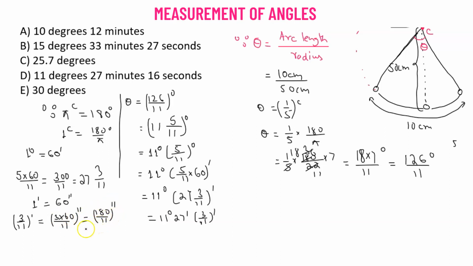We can rewrite this in mixed format. So in mixed format, this will be 16 4 over 11. So this will be seconds. So that means we have 11 degrees, 27 minutes and 16 seconds. Here we can ignore 4 over 11 seconds. Fine. So that means this corresponds to option number D. So option number D is correct. We have 11 degrees, 27 minutes and 16 seconds.